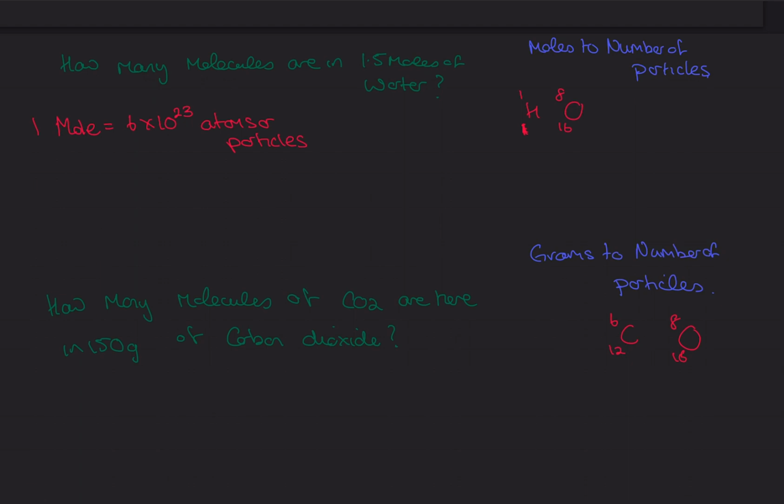Now, how many molecules are in 1.5 moles of water? So in red, we've got a little reminder there of what we talked about at the start. 1 mole is 6 by 10 to the 23 atoms or particles. And that relates to molecules as well. So think about, what do we need to do? Do we need to look at our relative molecular masses here? Or is there a quicker way to find out how many particles or how many molecules are in that many moles of water?